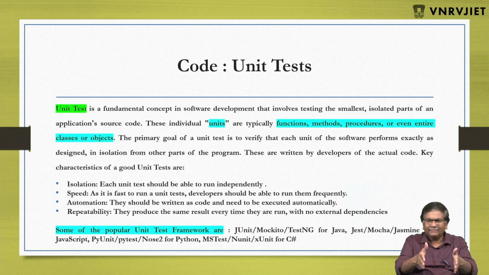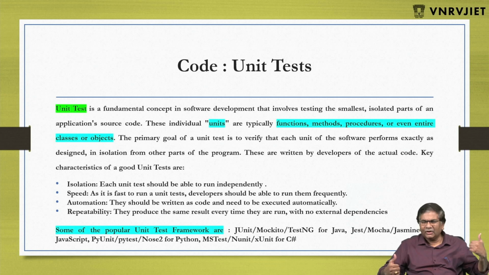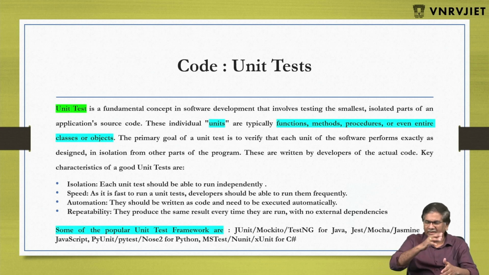A function is there. These are the input parameters. This is the output parameters. So how is it working for all kinds of input parameters, valid and invalid. Similarly, a class is there. Is it doing what it is supposed to do? Write unit tests for all the functions in the class.